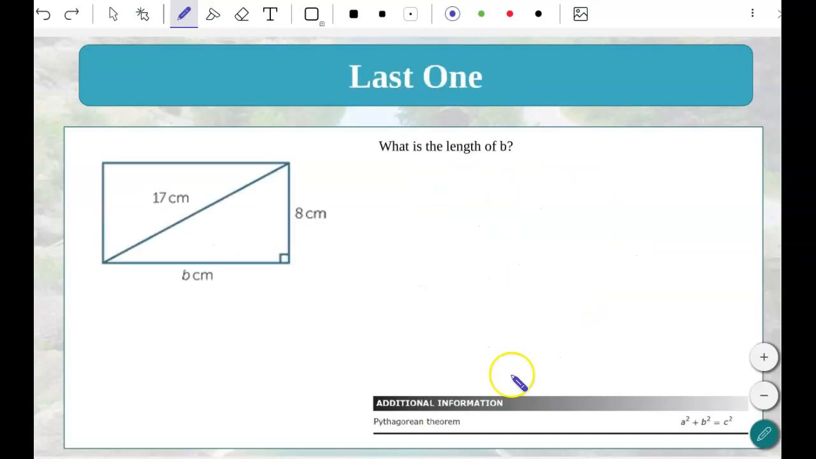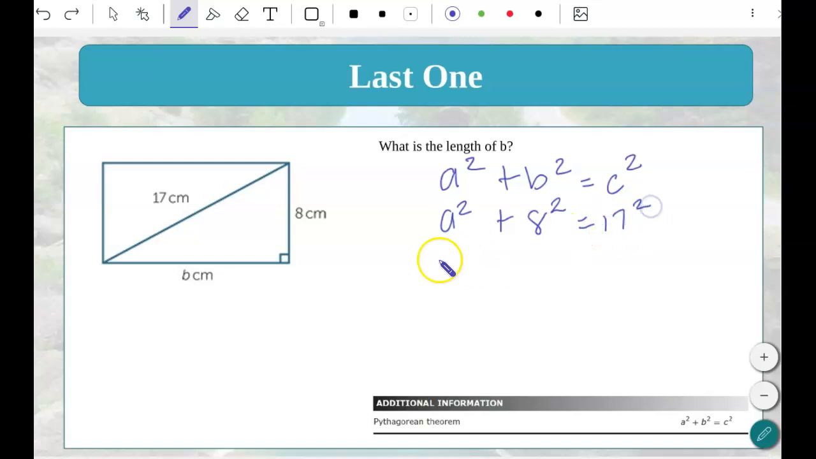And our last practice one, this time we're looking for this side. We have the hypotenuse and we have one of the legs. So we have A squared plus B squared is equal to our C squared. So we're going to find A squared, 8 squared we know there, and then we have 17 squared. The 8 squared is 64.